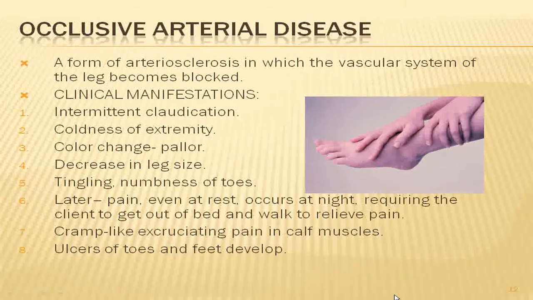With peripheral artery disease, we may be getting a little blood to that area. We've got an area of blockage. With occlusive, they're totally blocked, so the person is not getting adequate blood flow to that area.